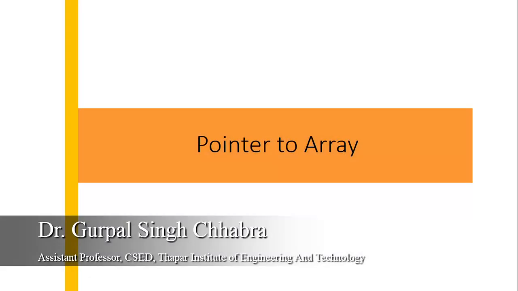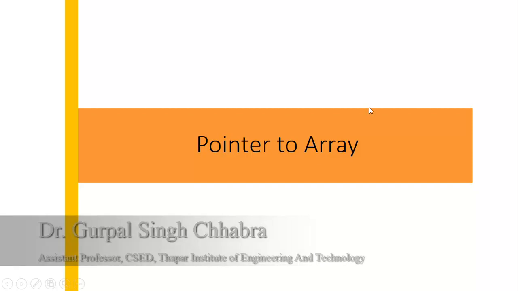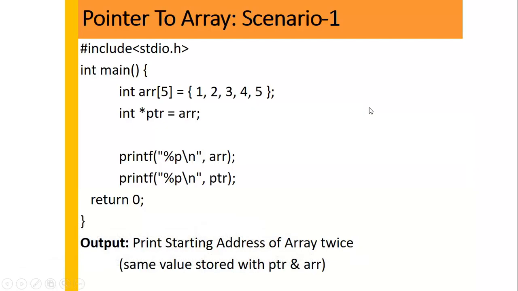Hi, the topic for this session is pointer to array. We have already covered the basics of array and how arrays are stored in memory. Suppose we have an array int ARR[5]. ARR is the starting address of the memory allocated to store 5 continuous integers. So ARR, which is the name of the array, stores the starting address of the continuous memory allocated.